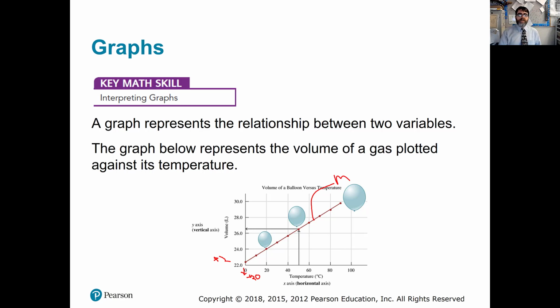Anyway, when it comes to having a graph, we have down here on the x-axis, the horizontal axis, one variable, in this case the temperature. And usually this is your independent variable.